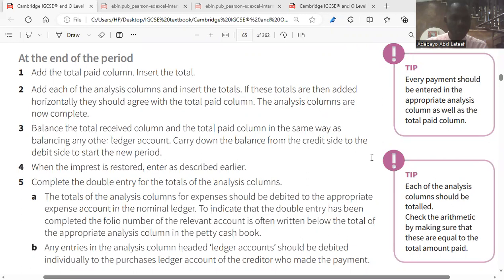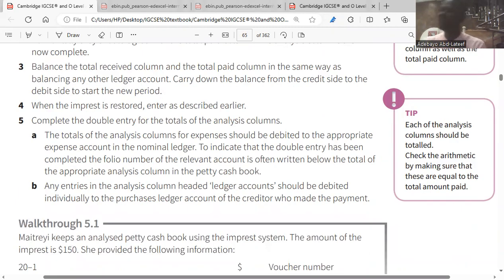When the imprest is restored, enter it as described earlier. If you have spent 500 out of the 1,000, you have to get 500 to continue the next month. That is the imprest system. You have to maintain the same amount of money that you started with in the petty cash book.